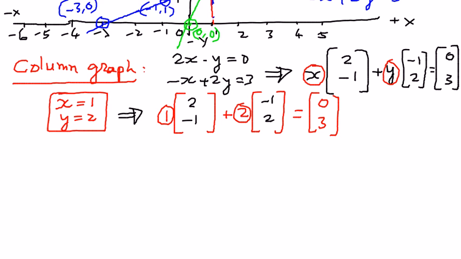Therefore, the question we want to ask ourselves is how many parts of column 1 and how many parts of column 2 we should combine so we will be able to get the right hand side of the matrix, which is 0, 3. If we mix one part of column 1 with vector 2, negative 1, and two parts of column 2, vector negative 1, 2, that would give us the vector 0, 3 on the right hand side. So let us see how we can draw it out.